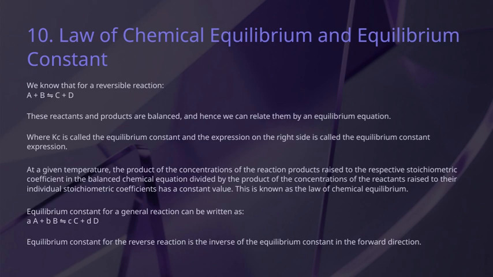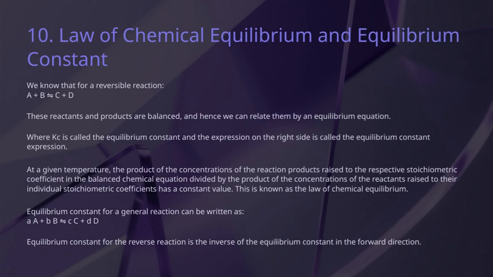Now, when we write the equilibrium constant for a general reaction, it looks like this. A + B ⇌ C + D. The key idea here is that, at a given temperature, the ratio of the concentrations of products to reactants remains constant once equilibrium is established. This ratio is calculated by taking the concentration of each product or reactant, raising it to the power of its stoichiometric coefficient, and then multiplying all the products together, dividing by the same for the reactants. This constant value is what we call the law of chemical equilibrium.